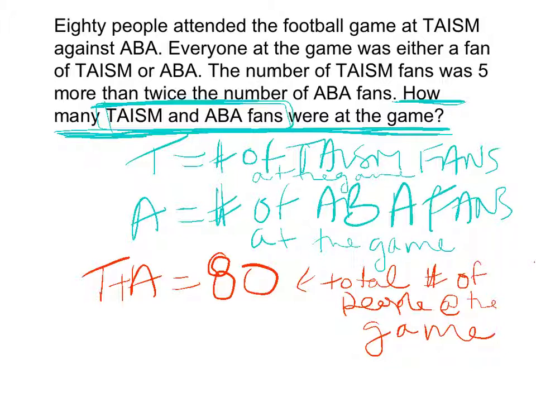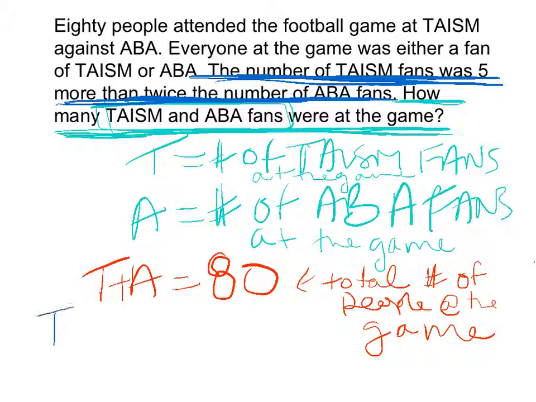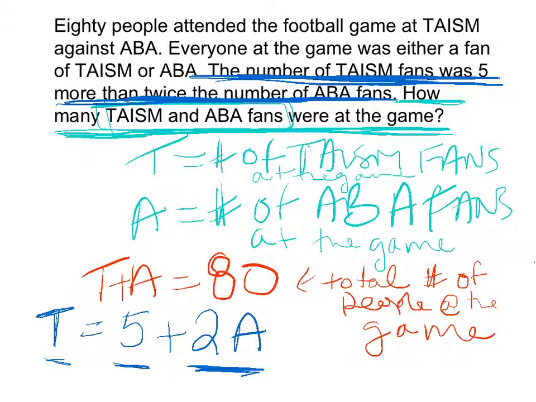That's in the next sentence. The number of Taysom fans was 5 more than twice the number of ABA fans. Let's try to express that in an equation. Sorry, I read the sentence wrong. It was 5 more than twice the number of ABA fans. So we can have here that the number of Taysom fans is equal to 5 more than twice the number of ABA fans.